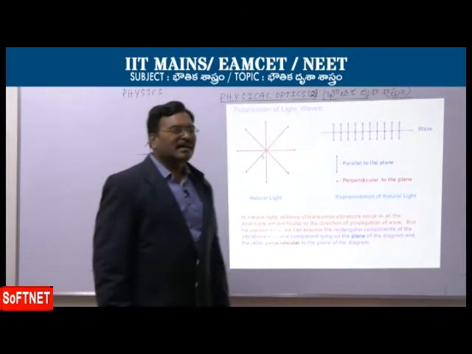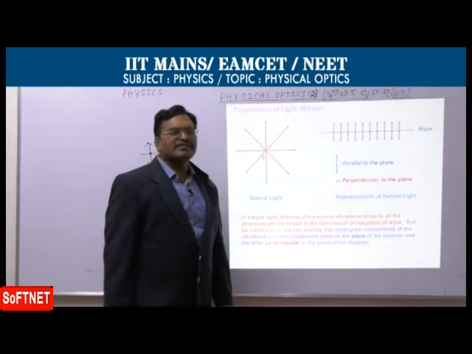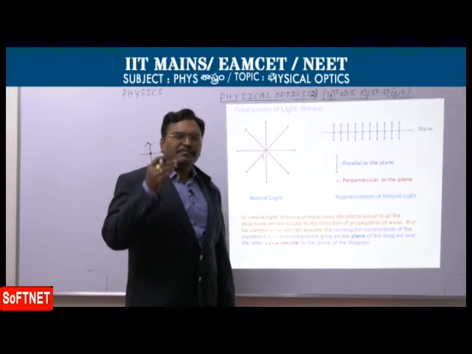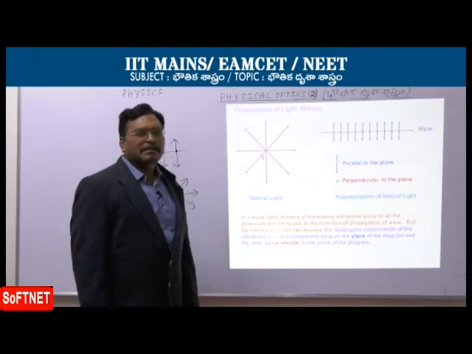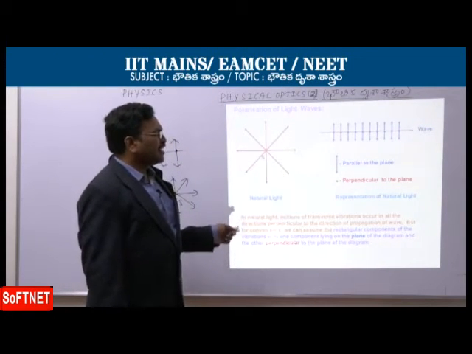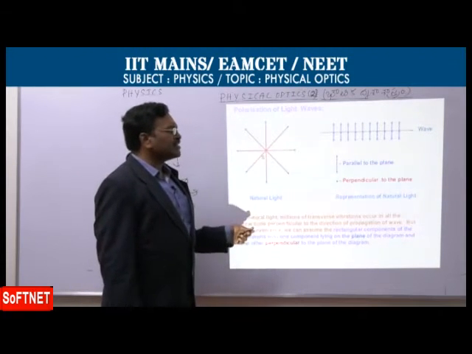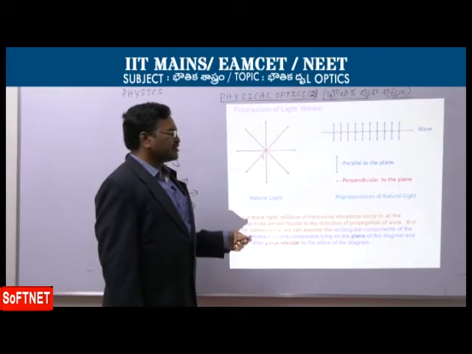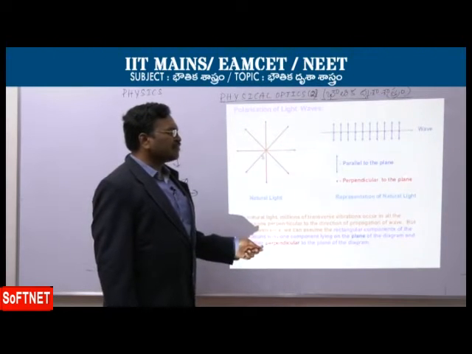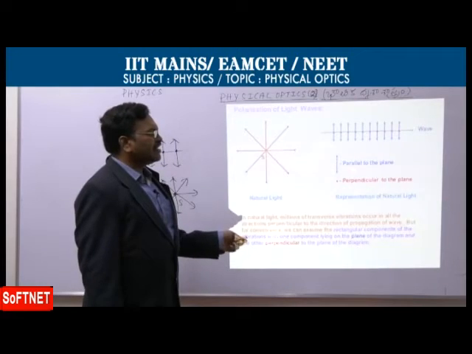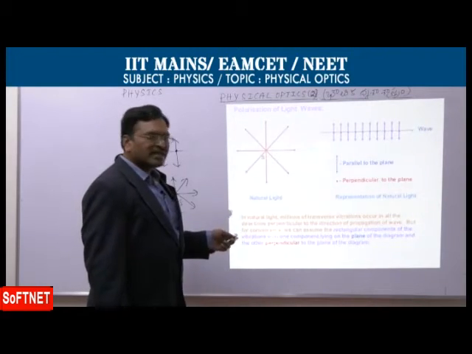Now we are restricting. Polarization means restricting the vibrations of light waves to one plane, either perpendicular to the plane of incidence or parallel to the plane of incidence. Now what we understand here: unpolarized light is the combination of dots and double-headed components. The dot component means what? Perpendicular to the plane of incidence. Parallel components means what? The arrow indicates parallel to the plane.